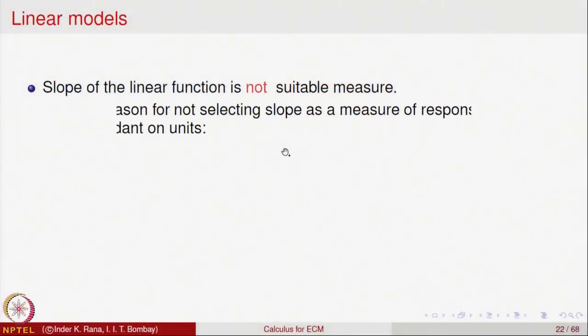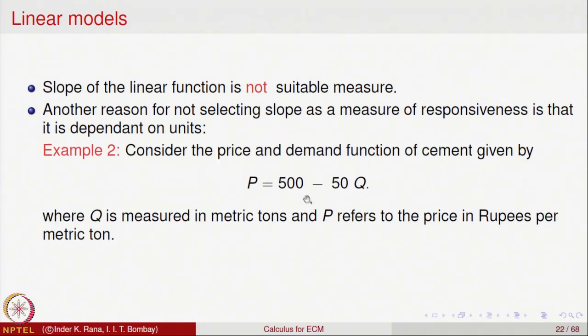So, if slope is not the suitable measure, what could it be? Another reason why the slope is not a useful measure of responsiveness is that the demand and supply equation depends upon the units used for the quantities, the item being produced or demanded. Let us look at an example and illustrate this.